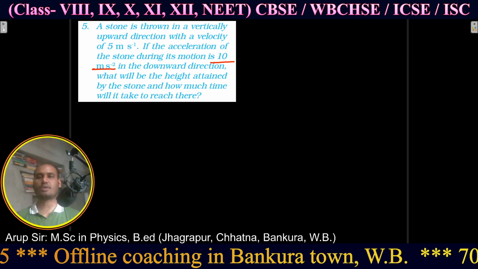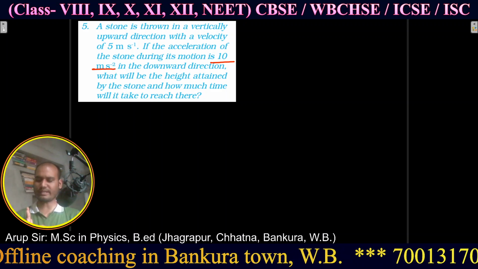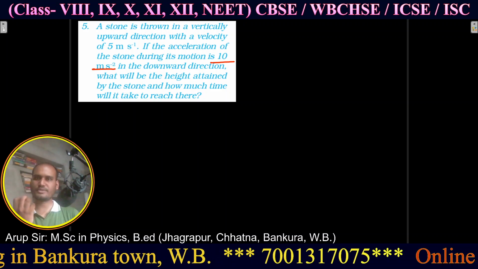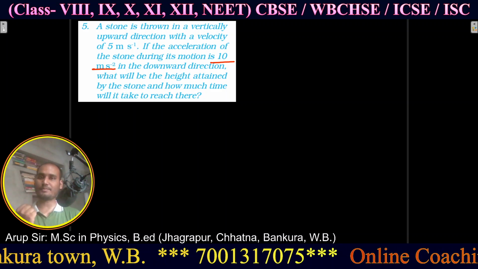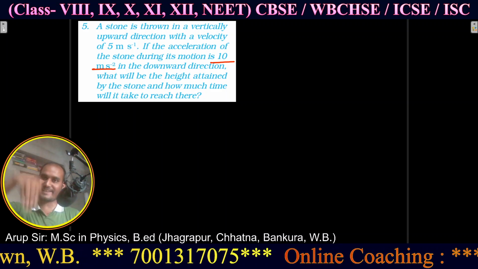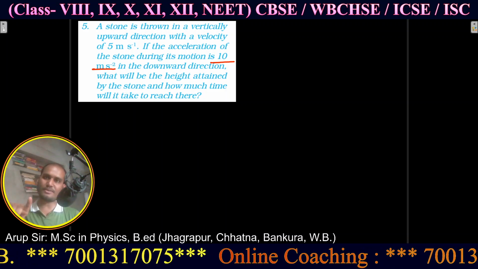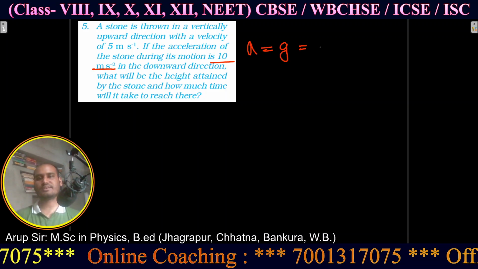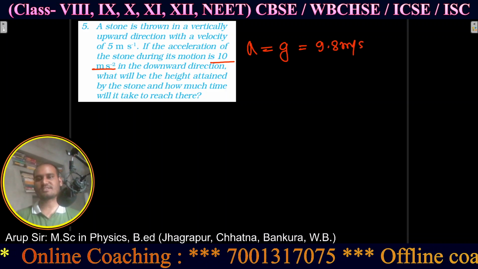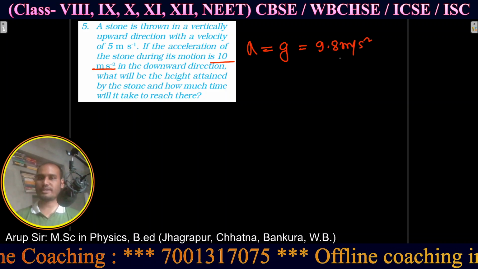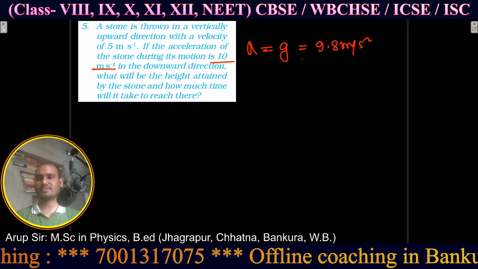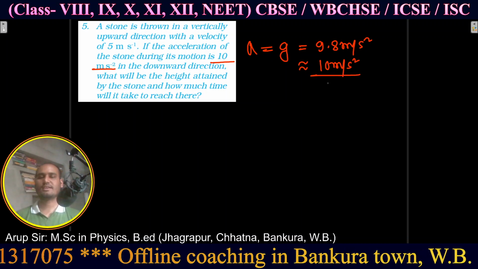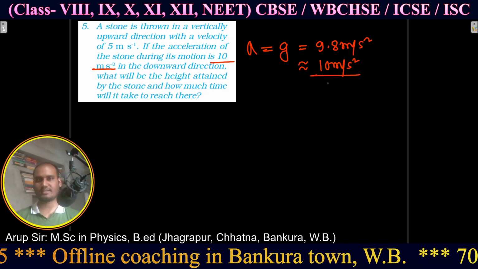Why? Because you already know when an object is moving upward, then earth is continuously pulling that object. Earth is pulling with some acceleration, that is known as gravitational acceleration, and that acceleration has a value which is 9.8 meter per second square. But for your simplicity, in the question this value is provided as 10 meter per second square. This is why your calculation will be simple, nothing else.